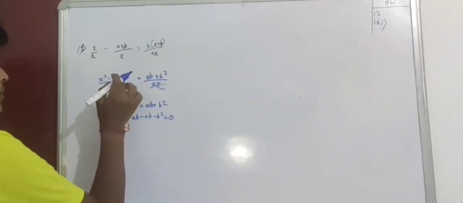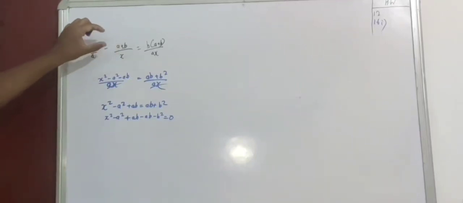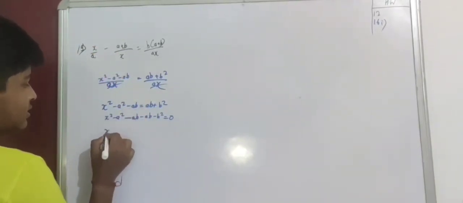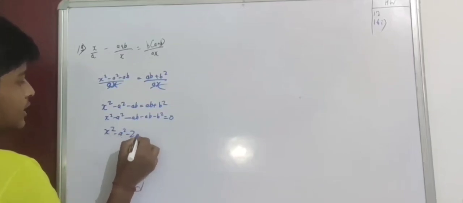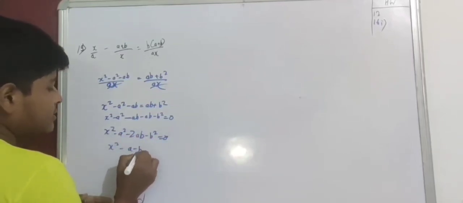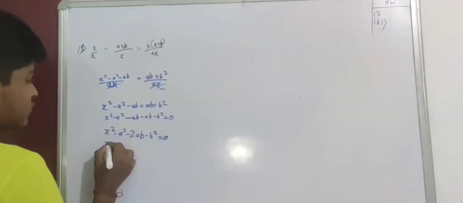Sorry friends, here it will be minus AB because minus is with A and B both. So minus A into minus B. So it will be like this. So this also we have minus and minus. So x square minus A square minus 2AB minus B square is equal to 0. So we can write it as x square minus (A minus B) whole square is equal to 0.